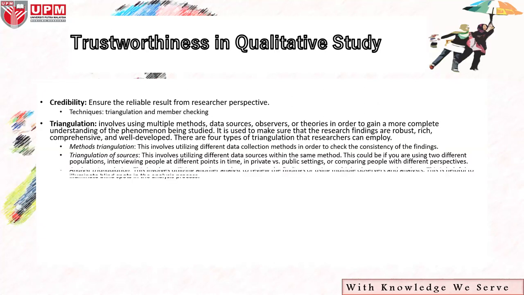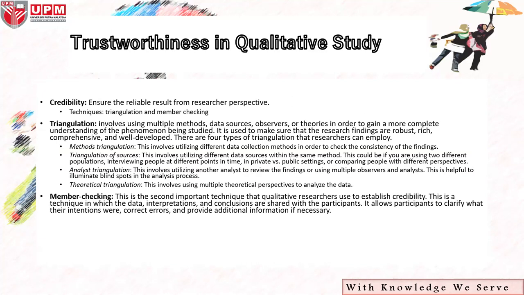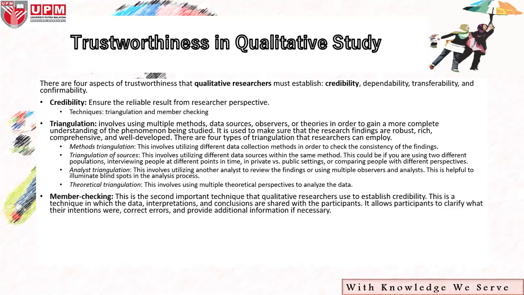So there are a few methods that we can use to ensure the trustworthiness of a qualitative study. There are 4 aspects of trustworthiness that a qualitative researcher must establish, starting from your research question until the end of your study. These are the things that you need to secure. The first one is credibility. Second one, dependability. Third one, transferability, and confirmability. So there are 4 things that we need to secure to ensure the trustworthiness of a qualitative study.